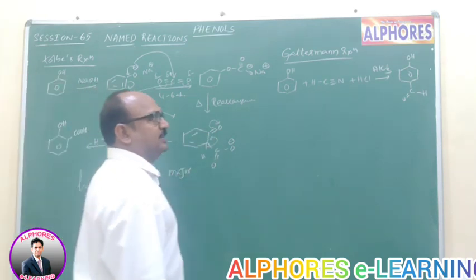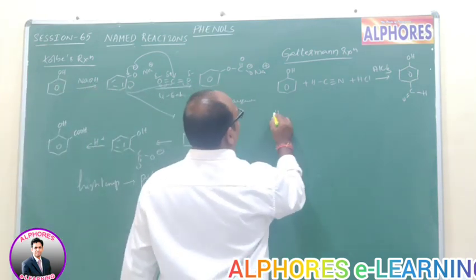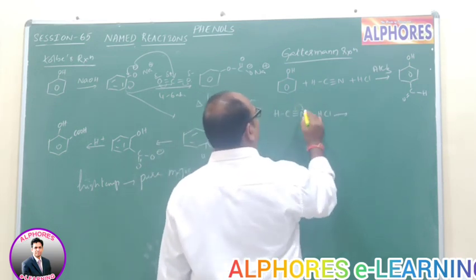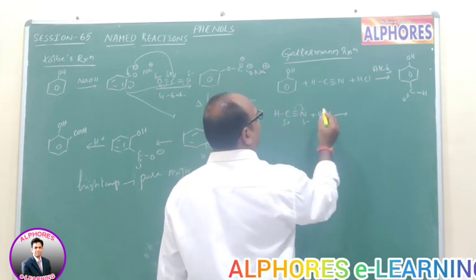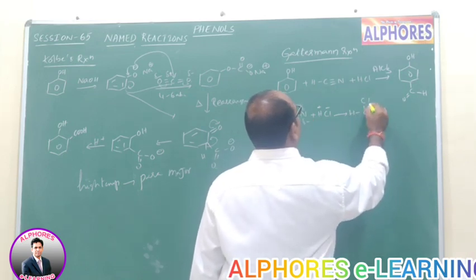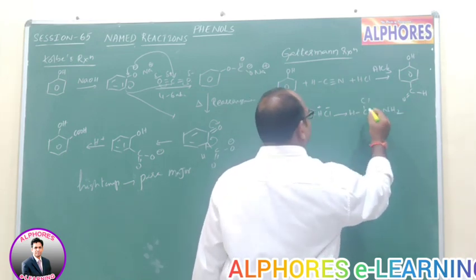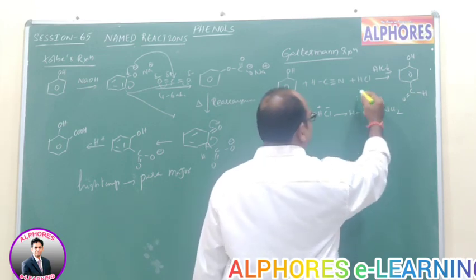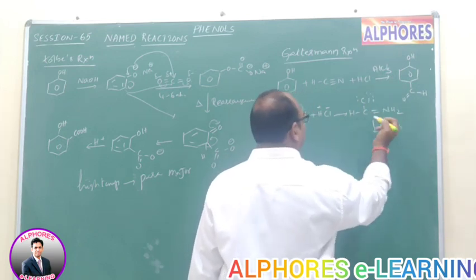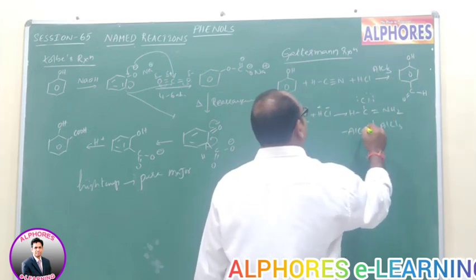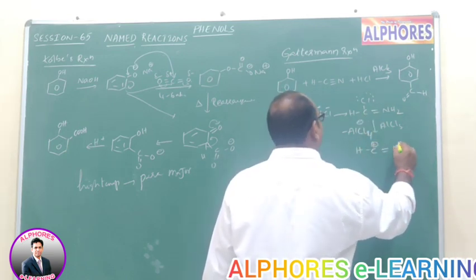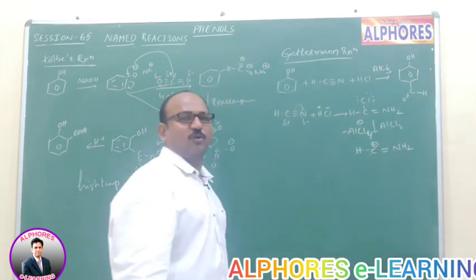So how is the mechanism possible here? Let us see. First, HCN upon reaction with HCl. Here nitrogen has a more negative charge and carbon takes the positive charge. Here H plus and Cl minus. As a result, we are getting HCCl double bond NH2. Here chlorine has 3 lone pairs. Now this one upon reaction with AlCl3 takes Cl minus and converts into AlCl4 minus, and what remains here is HC plus double bond NH2. Now it acts as an electrophile.